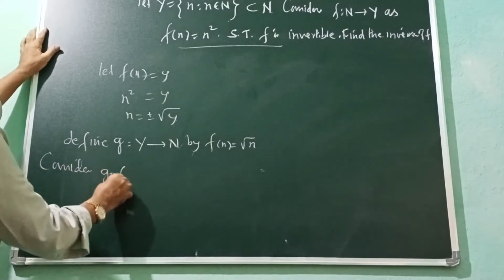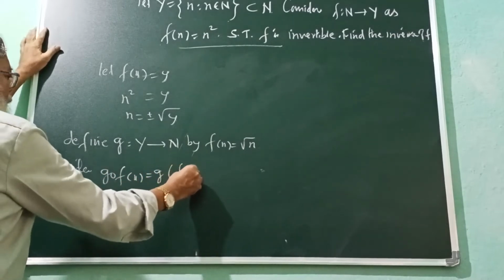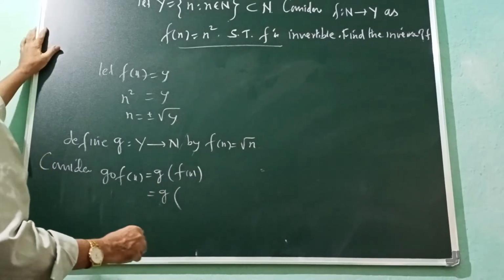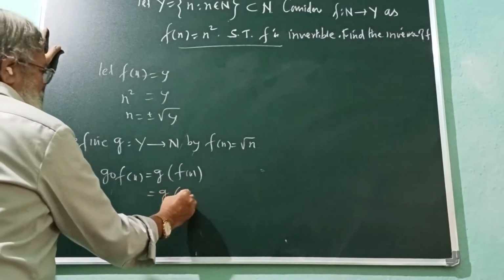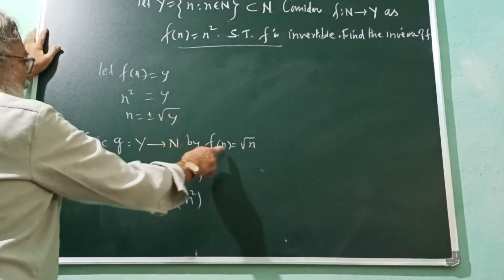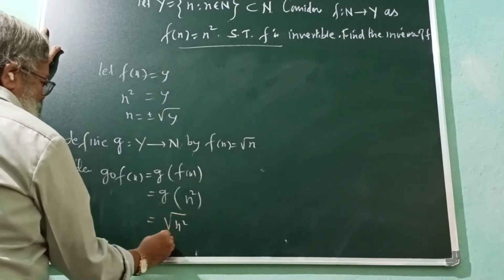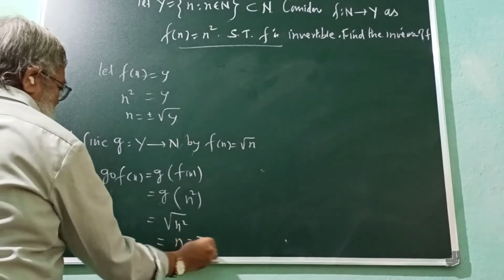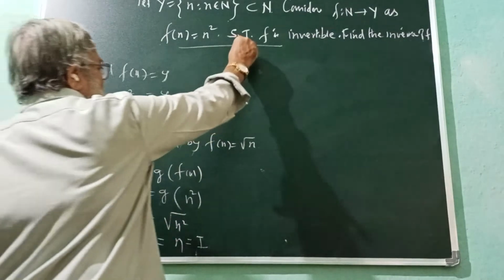Now we have to prove, consider g composition f of x, that is g of f of x. f of x is given by n square. Now we have to apply g on that. g is given by under root n square. That is nothing but n, which is nothing but the identity mapping, denoted by I.